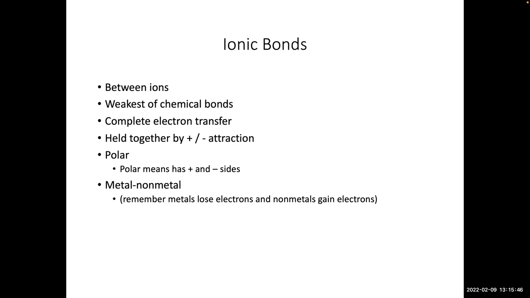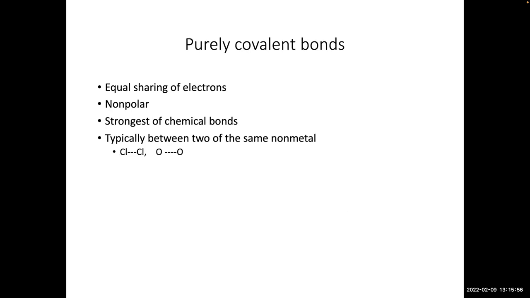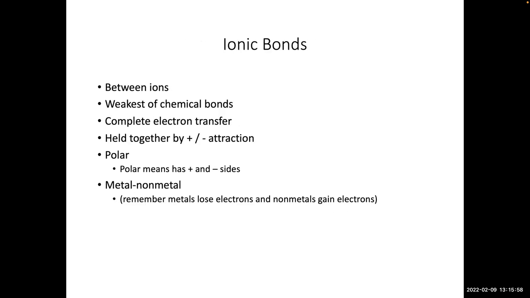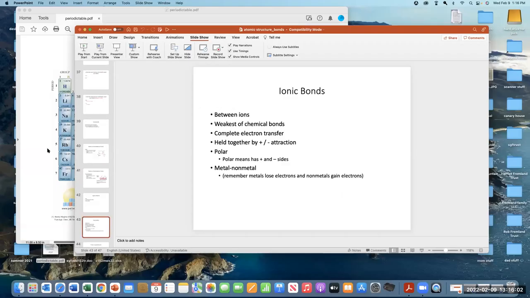All right. And then ionic bonds are between metals and nonmetals. Why? Well, remember, metals lose electrons and nonmetals gain electrons. So really what happens in an ionic bond is a metal... Let me go to the whiteboard here.